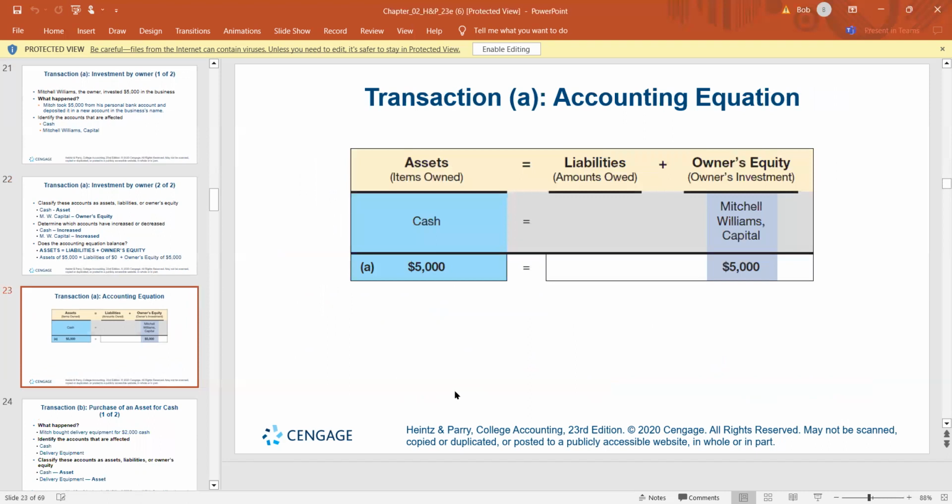Let's look at it more clearly. Here is your general ledger, we'll say, okay? The assets are now $5,000. There are no liabilities, and the company has a net worth, owner's equity, or capital of $5,000, okay?